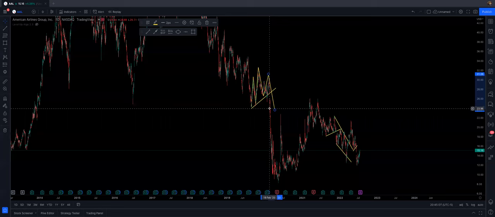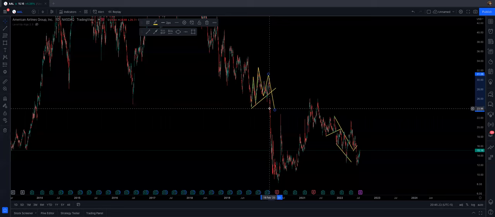Yeah, that was COVID. This is on a daily. So the bigger time frame, always. The bigger the time frame, the bigger the move, always. So do you make trend lines on all the time frames? I make trend lines on every single time frame.